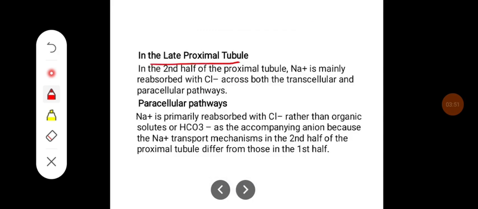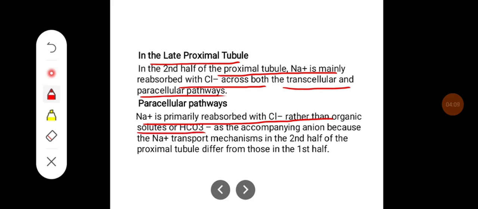In the late proximal tubule, the second half of the proximal tubule, sodium is mainly reabsorbed with chloride across both transcellular and paracellular pathways. In the paracellular pathway, sodium is primarily reabsorbed with chloride rather than organic solutes or bicarbonate as the accompanying anion, because the sodium transport mechanism in the second half of the proximal tubule differs from that in the first half.